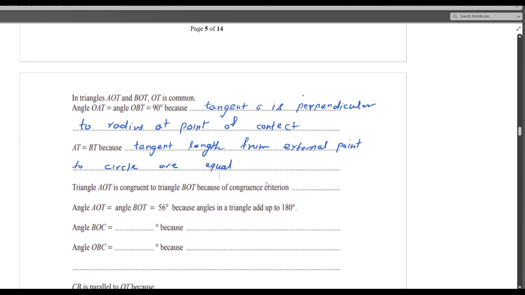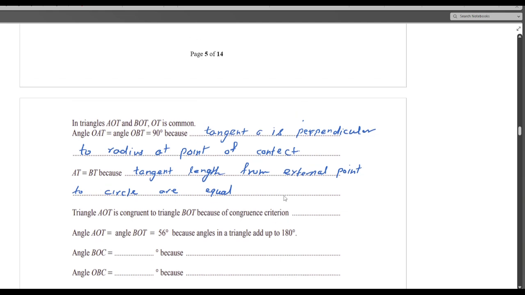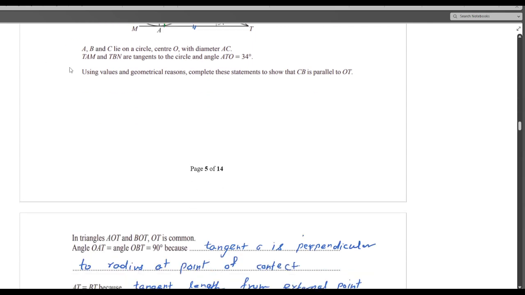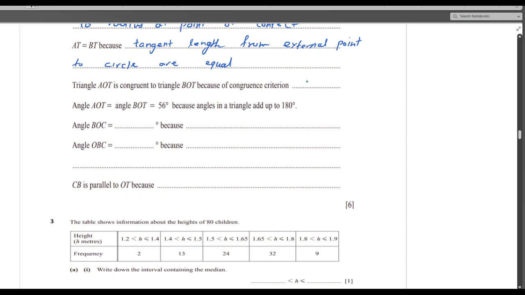Now triangle AOT is congruent to triangle BOT because of the congruence criteria. Now see here, we showed that this length and this length are equal. We also showed that OT is common, and we also mentioned that angle OAT and angle OBT are each 90 degrees. So here our congruence criteria will be RHS.